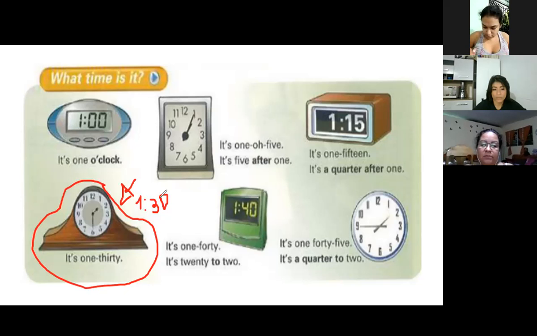a iniciar con it's, ok, it's, no se les va a olvidar, no van a decirme 2, 4, 5, 6, no, it's, because it's a formal way to say the time, es una manera muy formal de decir la hora. Entonces, vemos que está ahí, it's 1:30. Y usted puede especificar si es p.m., si es a.m., so you can identify what time it is exactly. A veces no es necesario decir p.m.